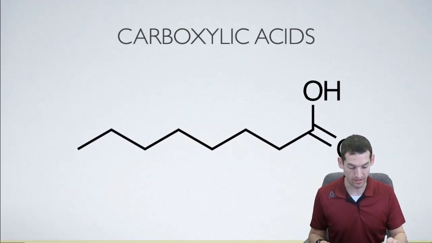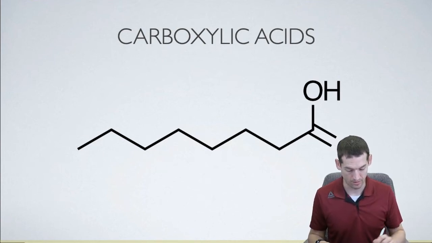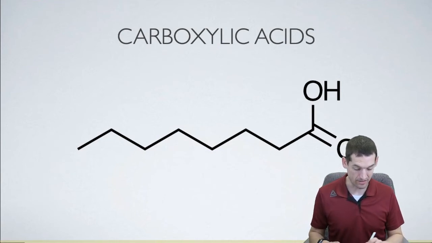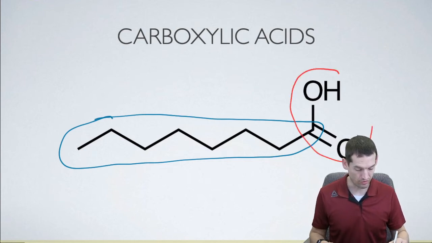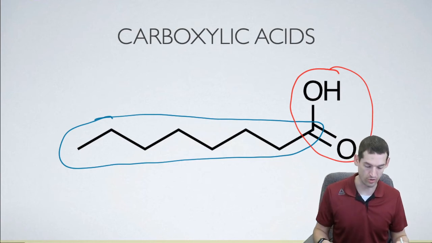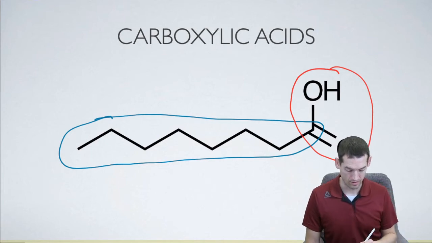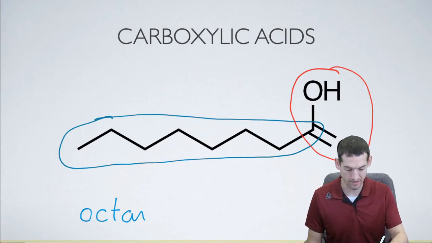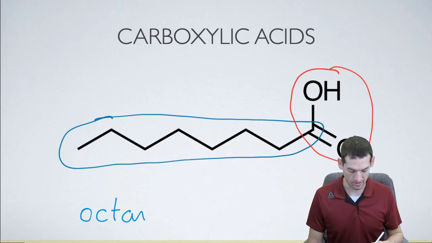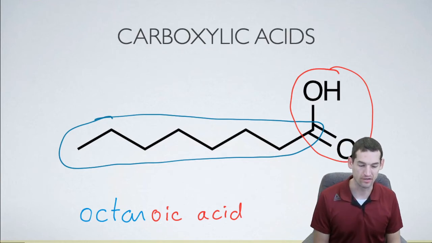So here I've got, let's see, how big is this one? Let me switch colors. 1, 2, 3, 4, 5, 6, 7, 8 carbons is my chain. I've got my functional group here, a C double bonded to an O and single bonded to an OH. So the name of this would be octane normally, but I drop that E, and this is an octanoic acid. Now there is a space in between the oic and the acid, so octanoic acid in this case.